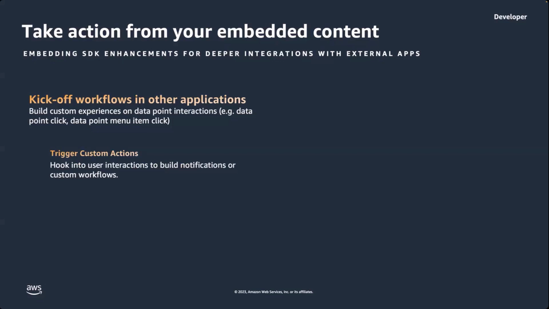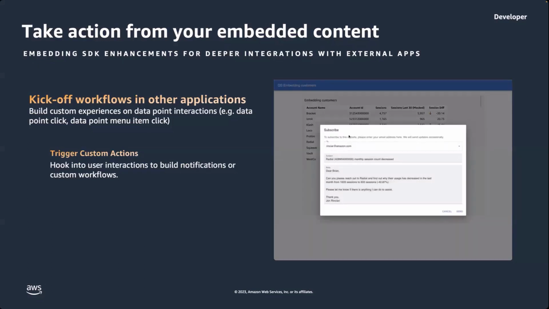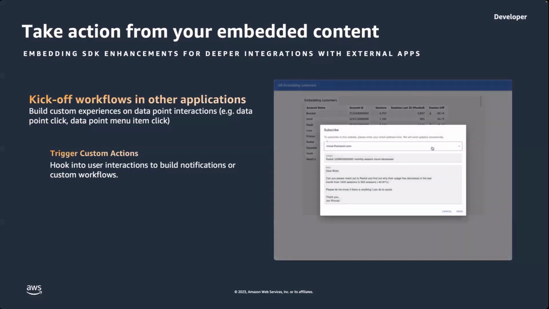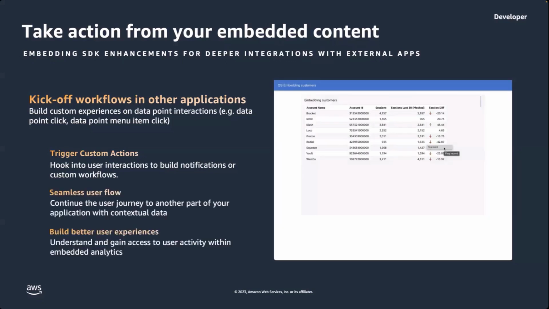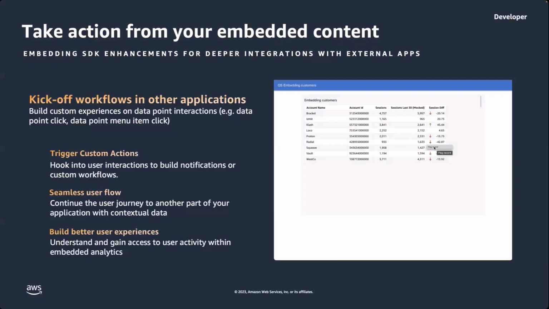Imagine a user is doing XYZ on the dashboard. The developer can build an experience to hook into those events to trigger custom actions and continue the user journey in another part of your application with contextual data. We will provide callback events in the QuickSight Embedding SDK such that you, the developer, can subscribe to events when a reader clicks on a data point on a visual, for example, clicking on a cell in a table. This allows greater integration of QuickSight in your application to support seamless workflows and improve the end user experience.